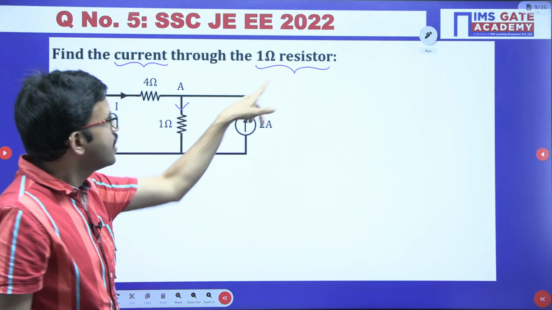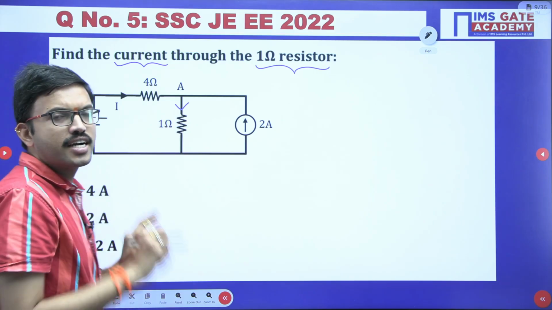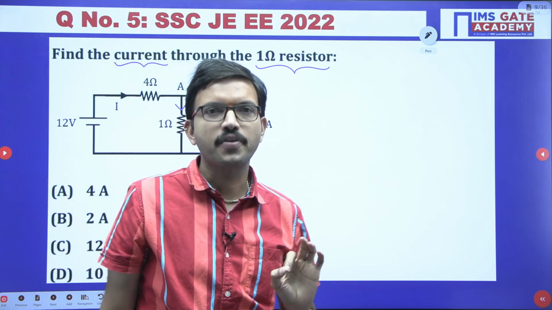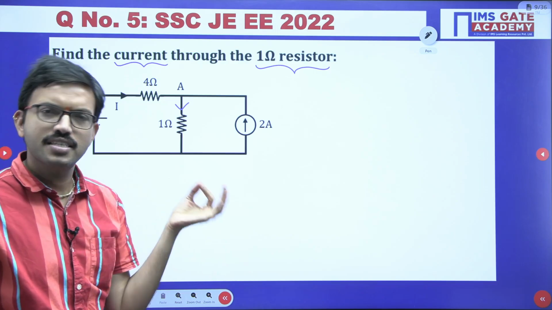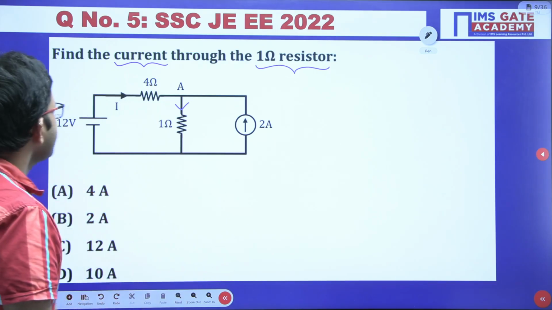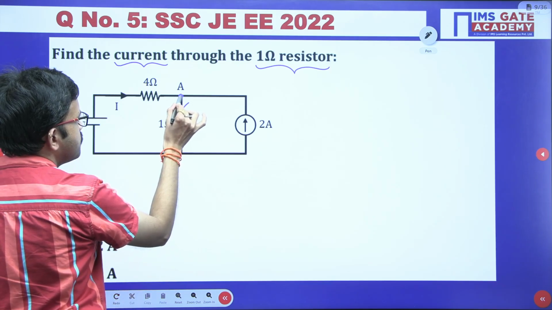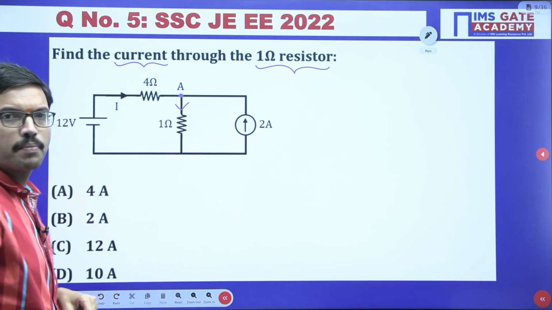Rather they are asking in the 1 ohm resistor how much current is flowing, right? So this is the most interesting and important thing in this question. Otherwise this question is dead easy, a simple question only, but this is the trap in this question. Now just observe, here you can apply KCL at this particular node.